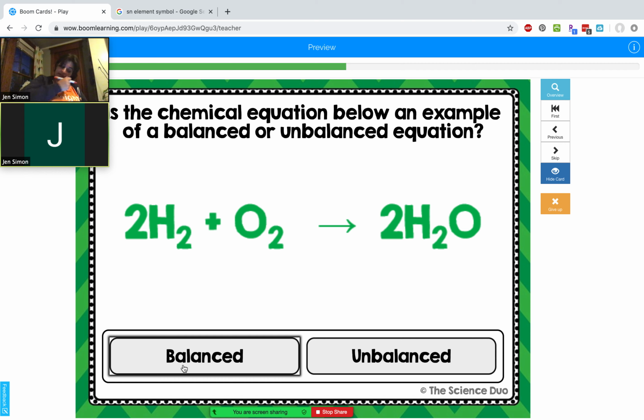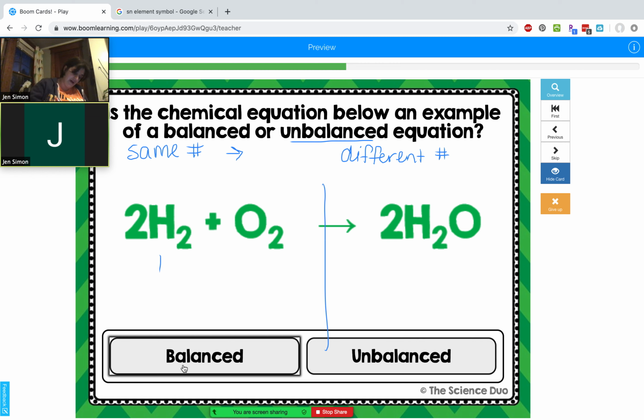So then here is the chemical equation below an example of a balanced or an unbalanced equation. So we haven't learned how to fix unbalanced equations yet, but we have talked about how if it's a balanced equation, that means that you have the same number on both sides. Unbalanced means you have different numbers. So that means that we're going to have to just do some counting on each side of this equation to see if we're right, okay?